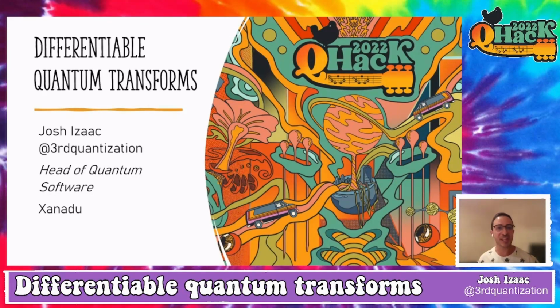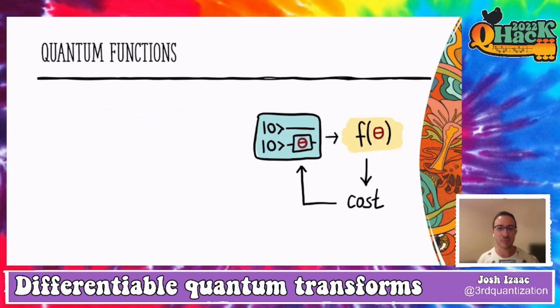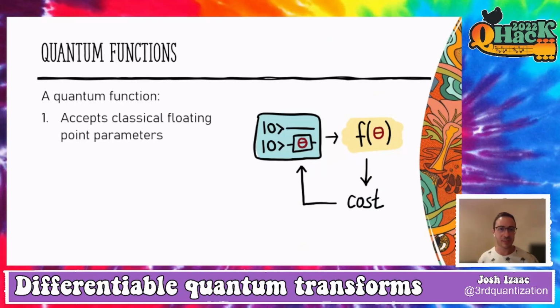So as mentioned, my talk today is on differentiable quantum transforms, and this is a new way of thinking of programming quantum computers that we're trying to build up in PennyLane. I'm excited to talk about this. But before we get into differentiable quantum transforms, I have to take a step back and introduce a concept known as quantum functions. A quantum function is the core unit of computation that you're using if you're using a software framework like PennyLane. Let me explain a bit what it is.